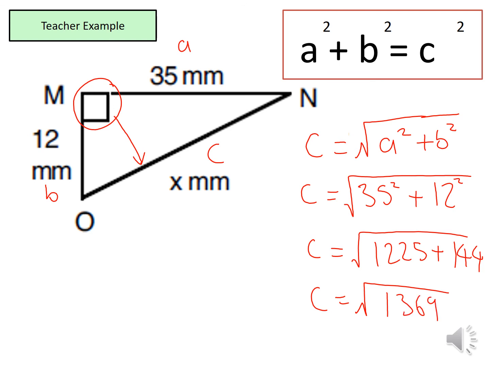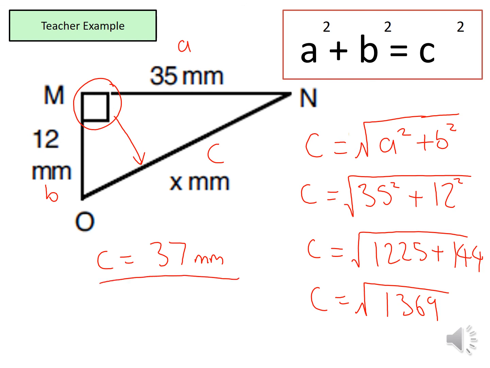Obviously I don't expect you to do this in your head, so you can use a calculator. So C therefore is 37. Remember my units, millimeters. So the longest side for this example is 37 millimeters.